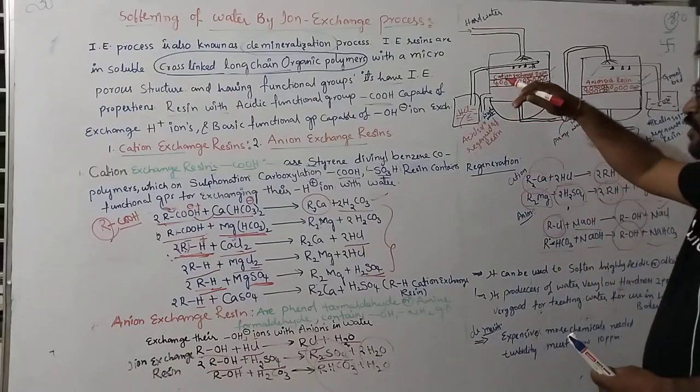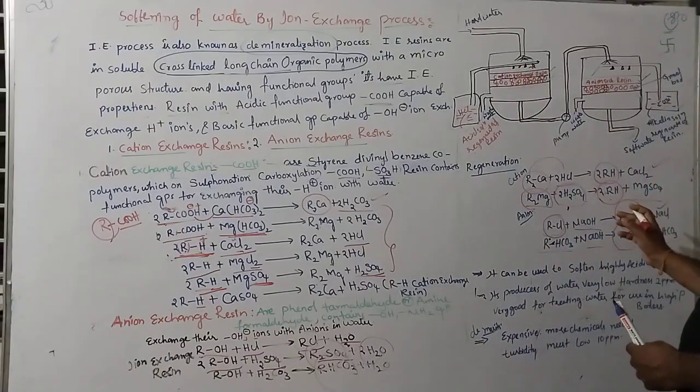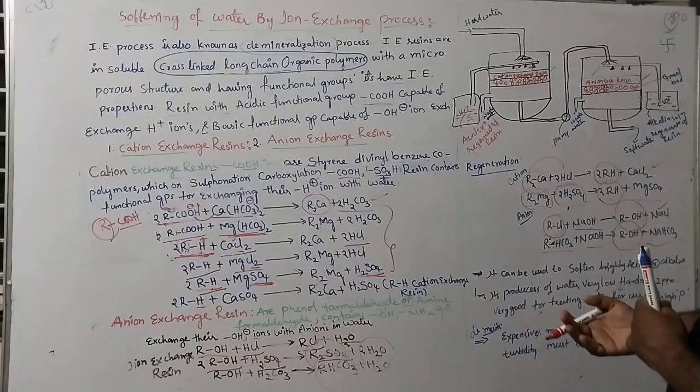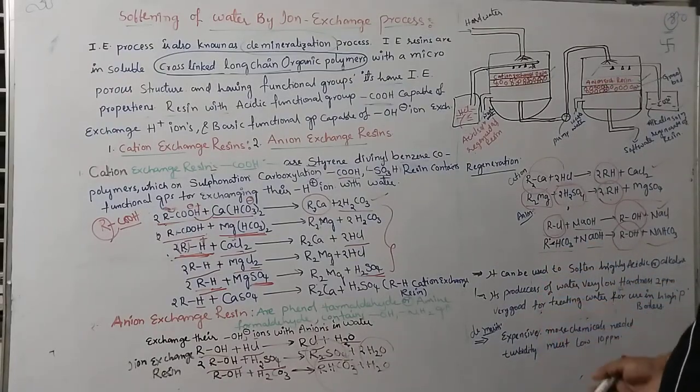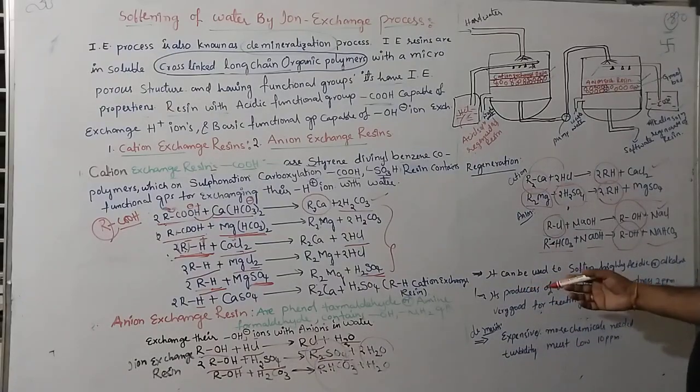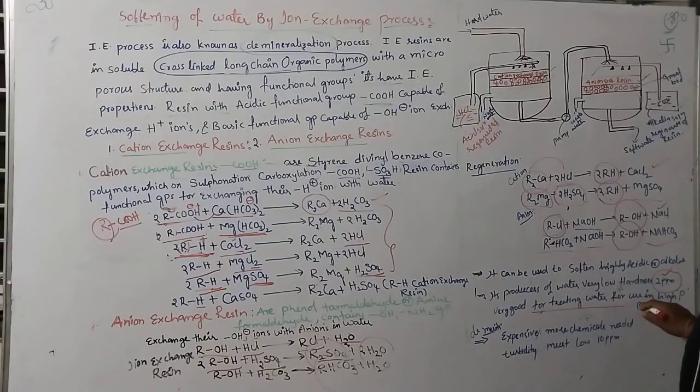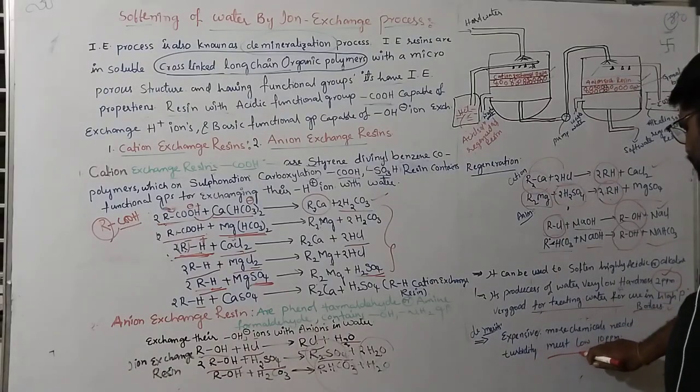Okay, this is how hard water is converted to soft water. This process is known as the ion exchange process. It is very simple and very easy; don't think it's hard. It is a very important question. It has merits also: it can be used to soften highly acidic and alkaline solutions, and it produces water of very low hardness, about 2 ppm, which is very good for treating water for use in high pressure boilers. But there are demerits also: it is very expensive and more chemicals are needed.